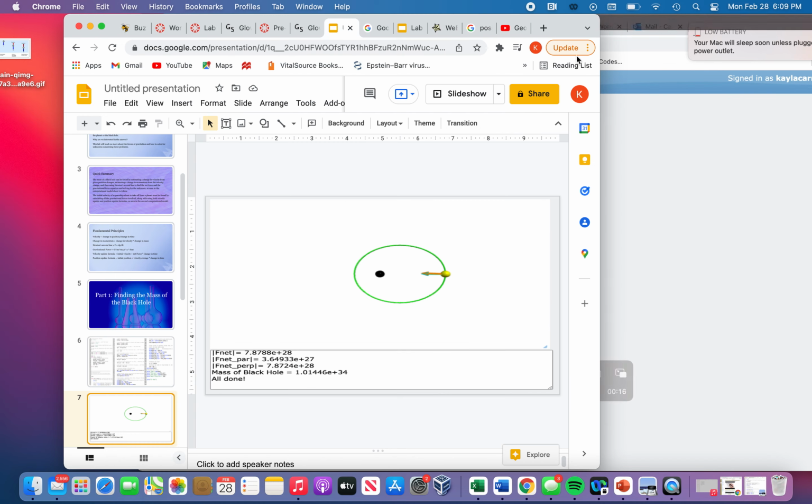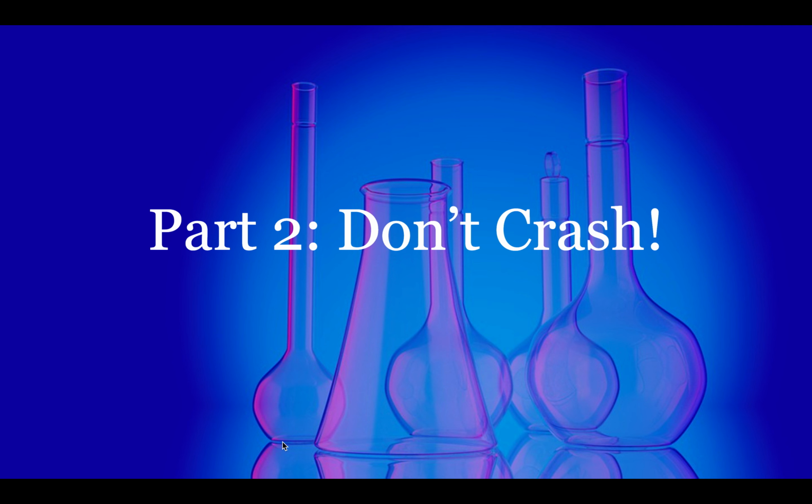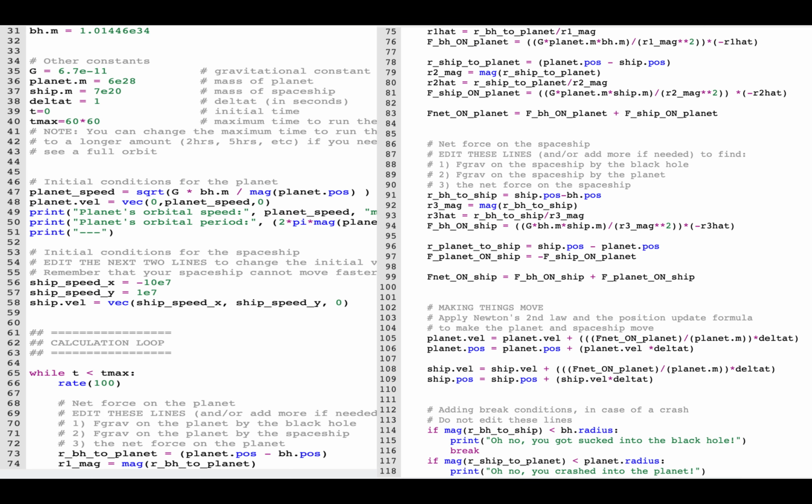Awesome. And we're going to go back. So our mass of the black hole we found to be 1.01446 times 10 to the 34th. And so part 2, don't crash, is going to use that mass. So we are a spaceship on a planet orbiting a black hole, and we want to take off with enough velocity that we do not crash into the planet or the black hole.